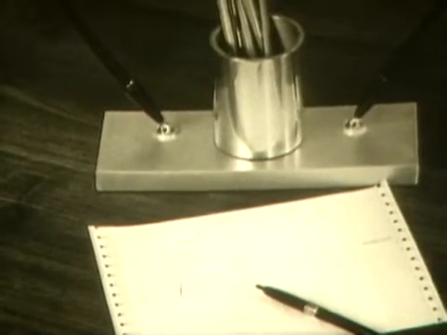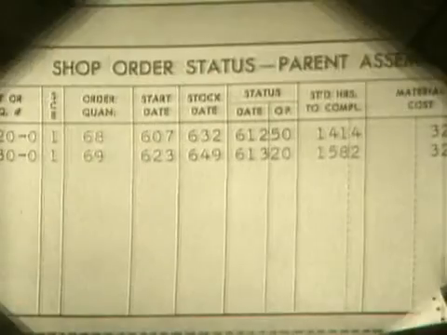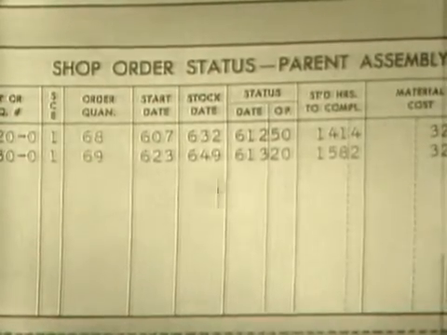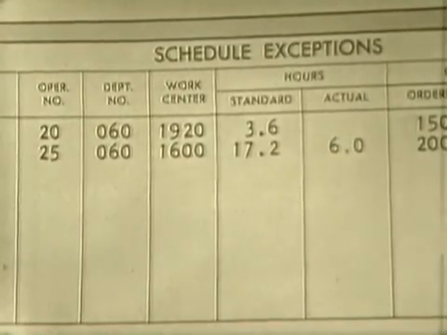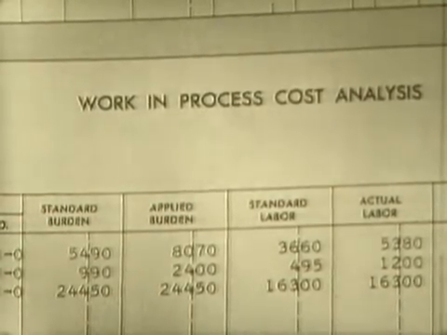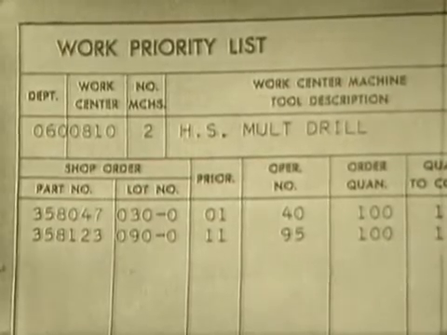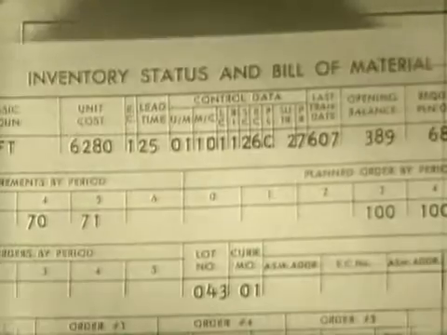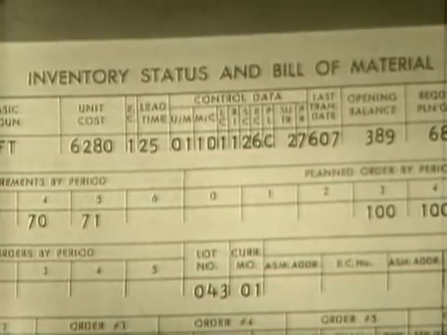But how does this actually help management? By printing out reports or answering inquiries on things like shop order status, schedule exceptions, work in process status, working priority lists, inventory status, and bill of material, and all other reports management needs to make sound decisions. This is a management operating system for manufacturing.